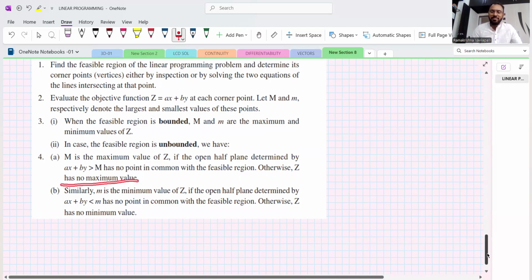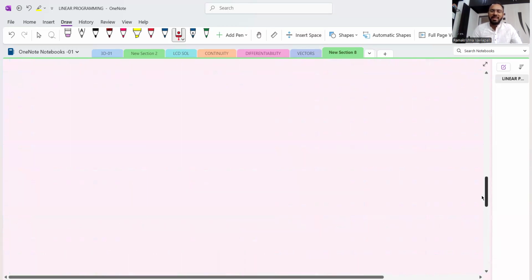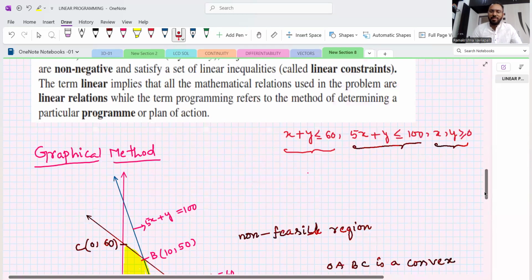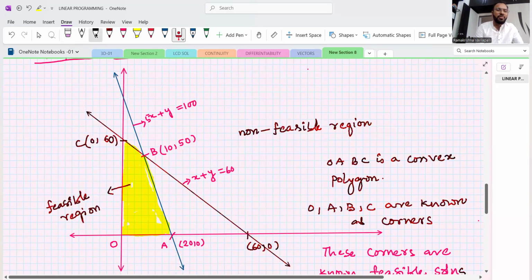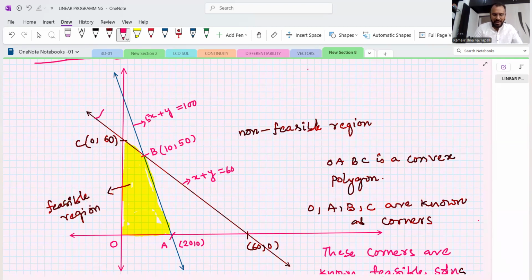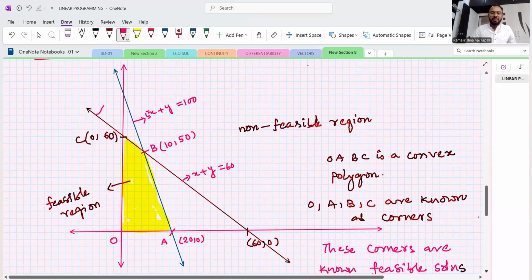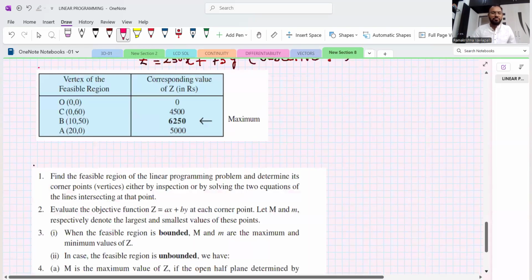Half plane is nothing but what? Generally, a line divides the plane into two parts. See, for example, if you take this line, above the line is known as a half plane and below the line is known as a half plane. That is the meaning of what is meant by half planes.